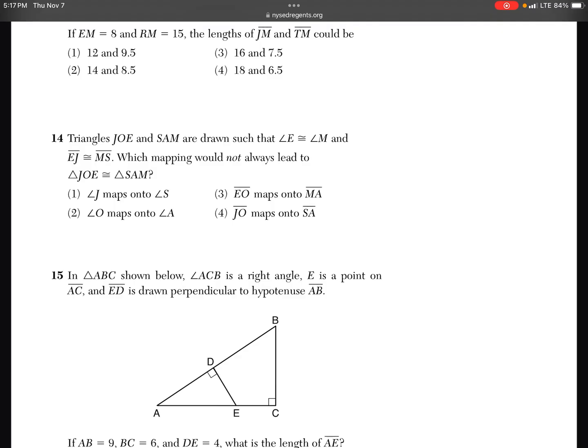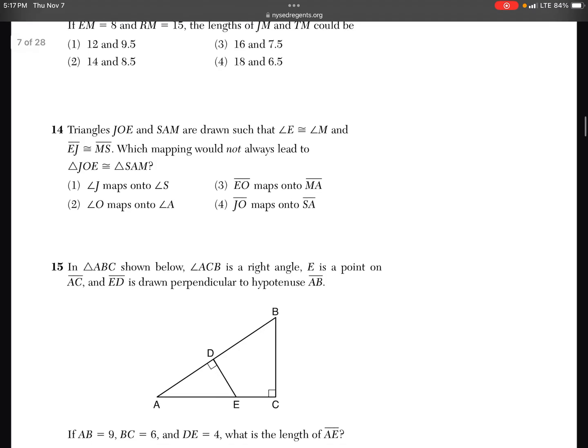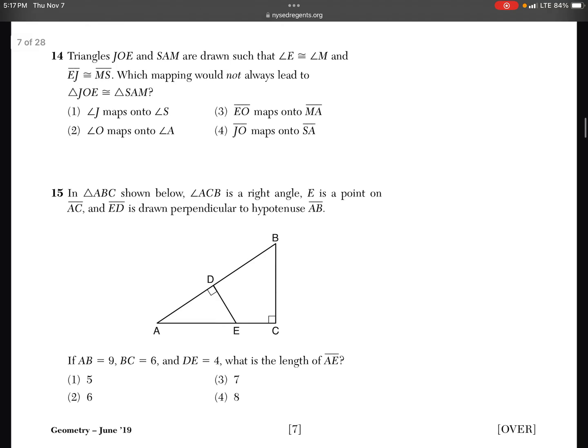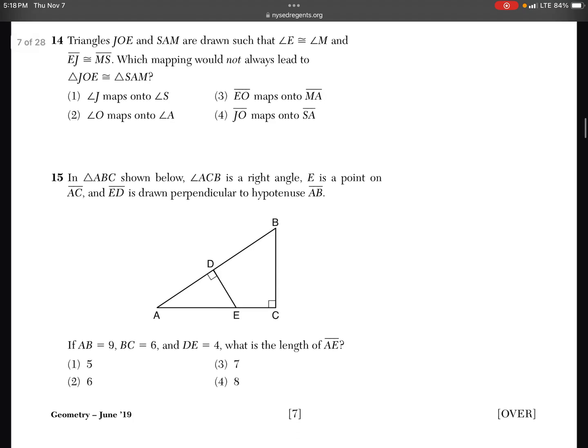Triangles are drawn. So we have... All right, so I'm probably looking for an angle-side-side thing here, which is always funny. So E and M are congruent to each other. That's the last letters. EJ and MS are congruent. So J, O, and S, A. Answer should be number 4, I believe. That's another one that's definitely worth checking me on. Comment if I'm wrong. So 14, I'm going with 4, and moving on.